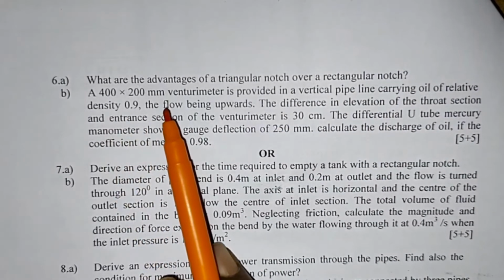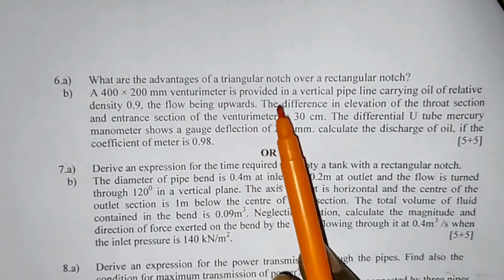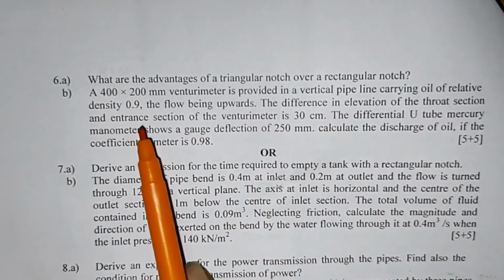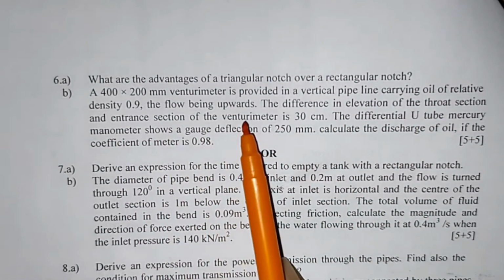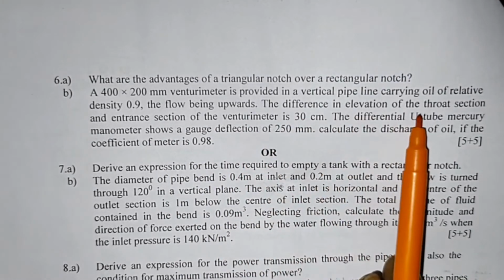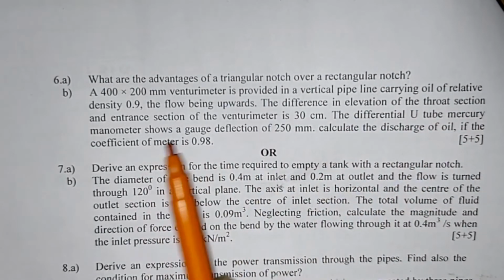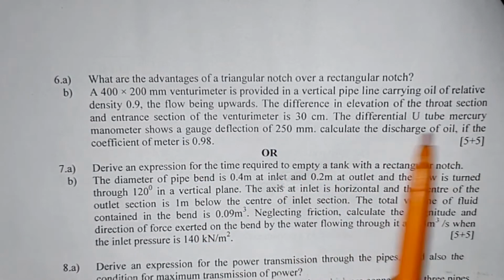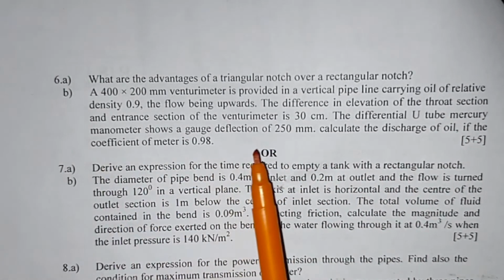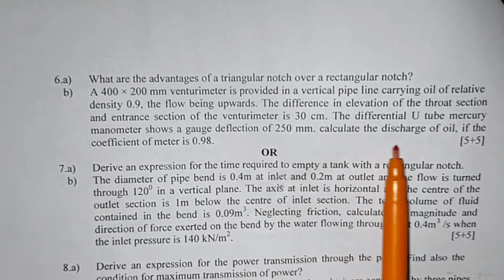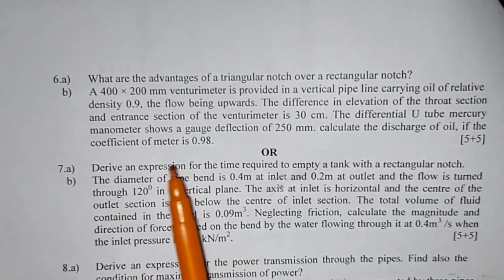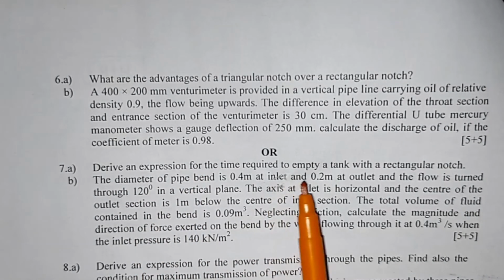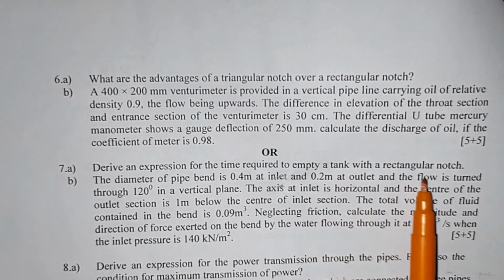A 400 by 200 mm venturi meter is provided in a vertical pipe line carrying oil of relative density 0.9. The flow being upwards, the difference in elevation of the throat section and entrance section of the venturi meter is 30 cm. The differential U-tube mercury manometer shows a gauge deflection of 250 mm. Calculate the discharge of oil if the coefficient of meter is 0.98. Derive an expression for the time required to empty a tank with a rectangular notch.